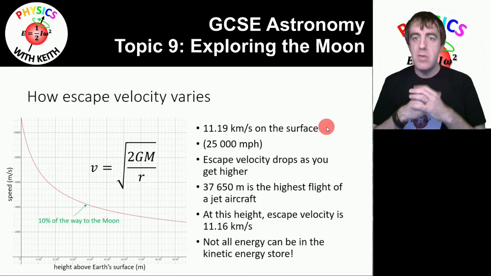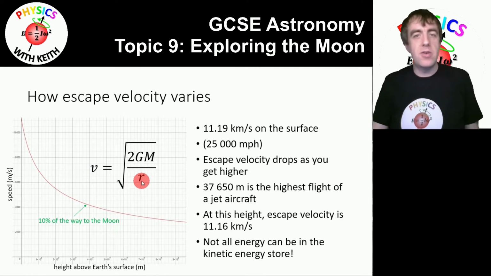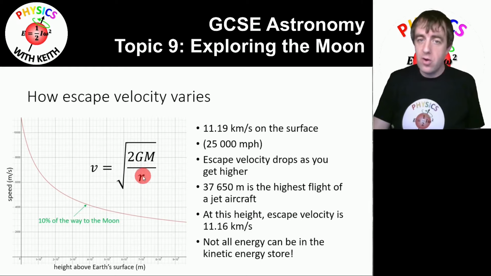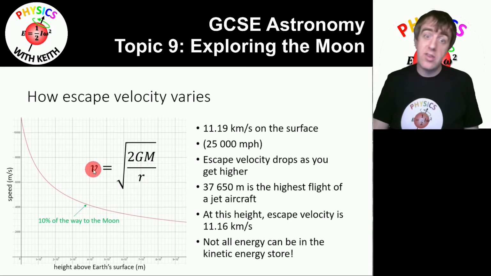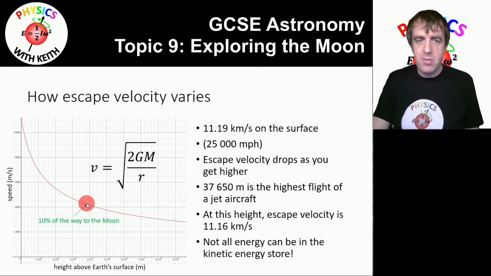Earth. But the escape velocity, as you can see in the equation, gets smaller as the distance between the center of the Earth and that point gets bigger. So the further away from the Earth we get, the smaller the escape velocity becomes. And if we plot a graph of that, you get this graph here. And I've just marked here 10% of the way to the moon. And you can see that the escape velocity is less than half of what it was.